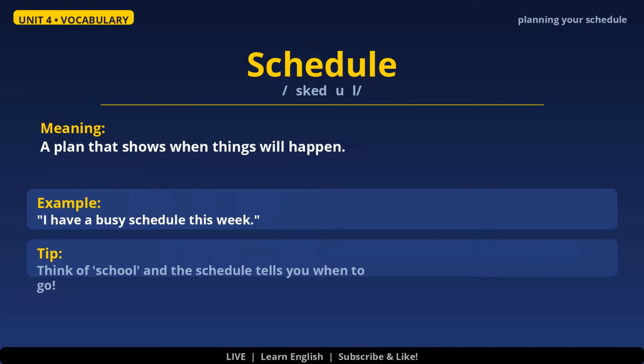The word is schedule. A plan that shows when things will happen. Here's an example. I have a busy schedule this week. Remember, think of school, and the schedule tells you when to go.